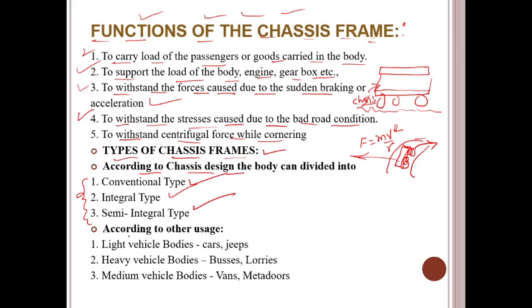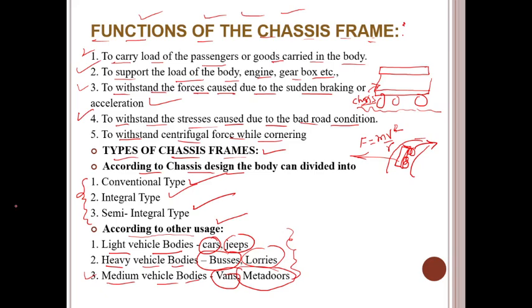Another is the theoretical points according to the uses. So what are the uses of this chassis? Light vehicle bodies like cars or jeeps. What type of chassis design is required in light vehicles? Second is heavy vehicle bodies, suppose buses or lorries. What type of chassis arrangement or design is required for heavy vehicle bodies? And third is the medium vehicle body, like vans or matadors. What type of chassis design is required in all three cases? This is according to their uses.